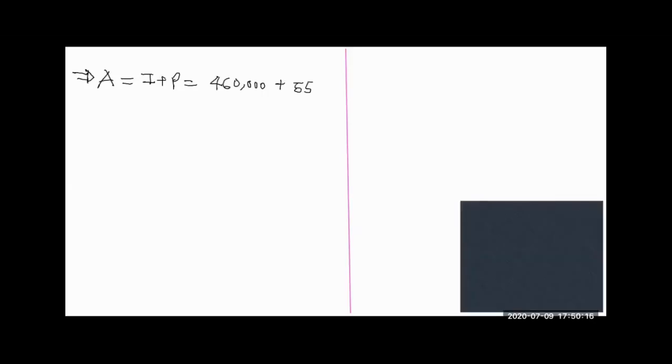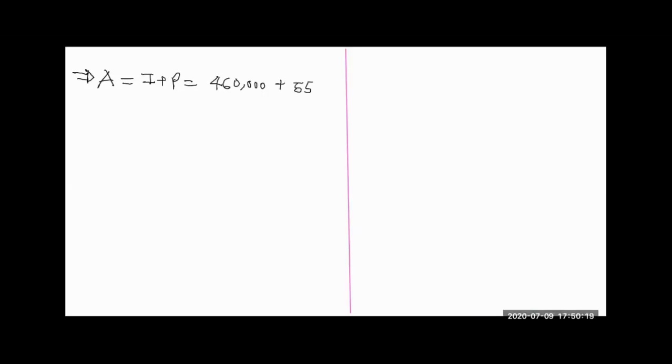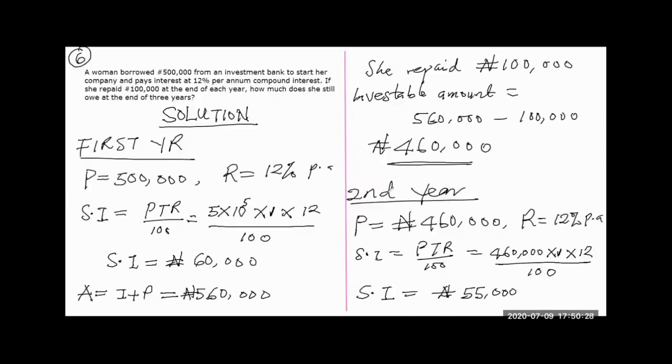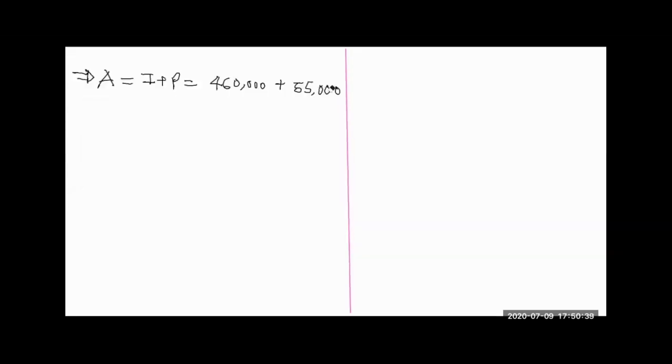The total amount in the hand of the woman is going to give us I plus P, and that will give us 460,000 plus 55,200. Yes, that's 55,200. That's correct. Thank you for that correction.